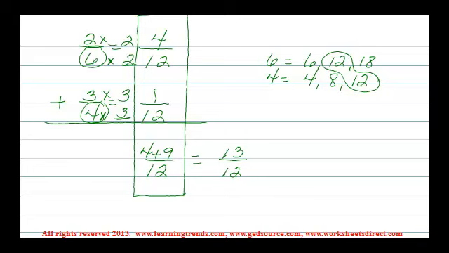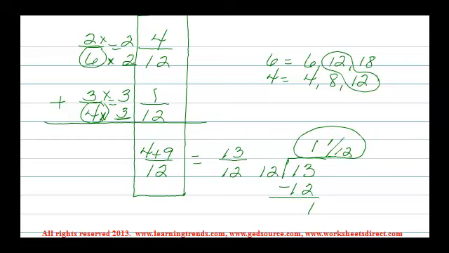Now 13 over 12 is an improper fraction. We can leave it that way, or we can change it to a mixed number. We do that by dividing the numerator by the denominator, and 12 goes into 13 once. We subtract the 12. We're not going to write it as a remainder, but rather take that 1 and put it over our denominator of 12. And so our answer can either be 13 over 12, or as a mixed number, it's 1 1/12.